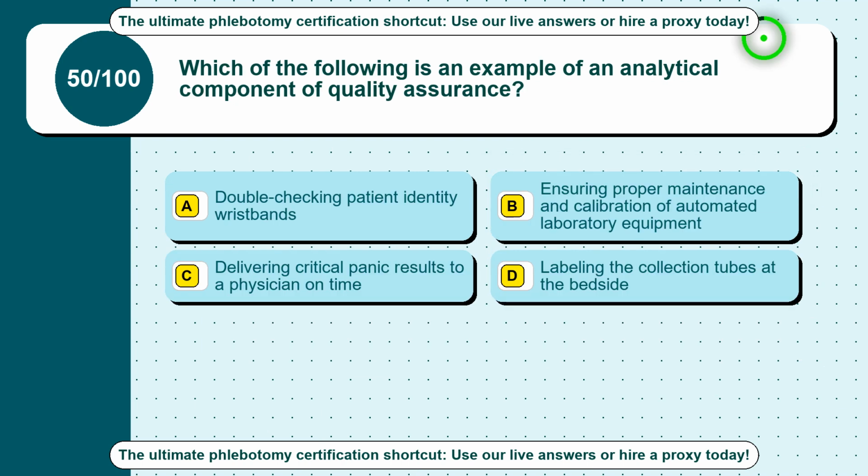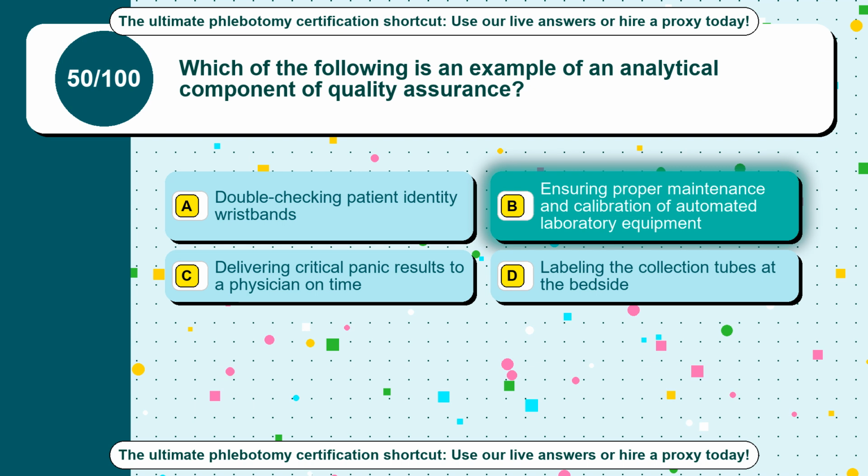Question 50. Which of the following is an example of an analytical component of quality assurance? Option A. Double-checking patient identity wristbands. Option B. Ensuring proper maintenance and calibration of automated laboratory equipment. Option C. Delivering critical panic results to a physician on time. Option D. Labeling the collection tubes at the bedside.